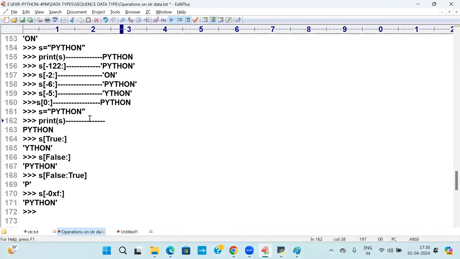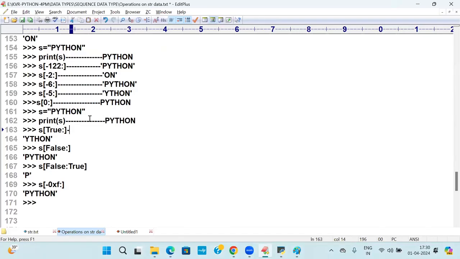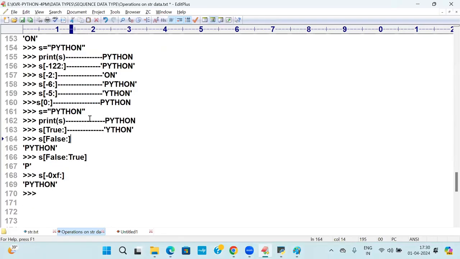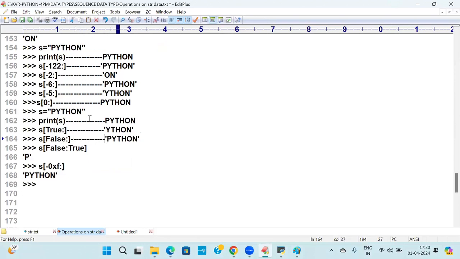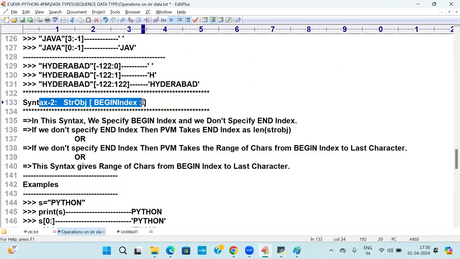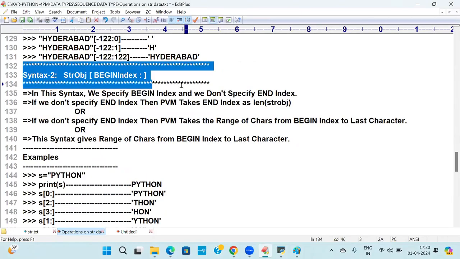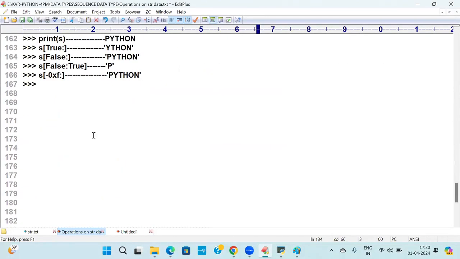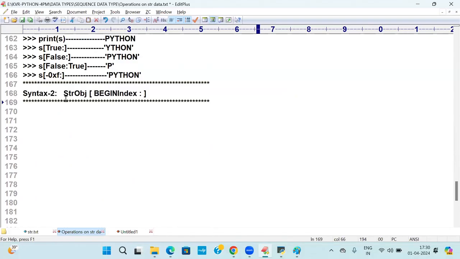Print of yes. Now we got the data. S of true. We got the data. Now S of false. We got the data. True or false. Now we got the data. S of this data here, Python is now here. Are you able to follow? This is about the syntax number 2. Is it clear? Yes. Next, I'll go to the next syntax here. Syntax number 3. What is the syntax number 3?